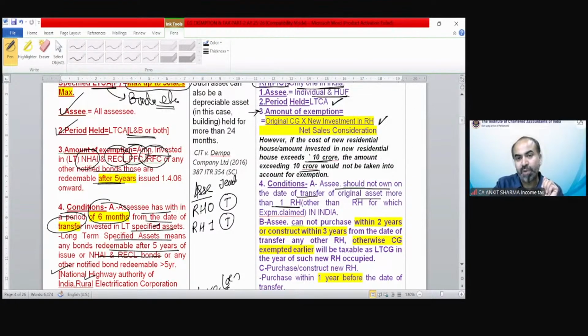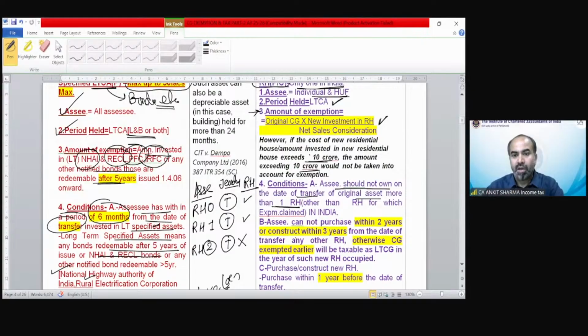Suppose I am transferring jewelry to purchase a new residential house. So at the time of transfer, if I'm having 0 residential houses, I can claim this exemption. I can purchase a new house for the purpose of exemption. If I'm having one residential house at the time of transfer of this asset, I can claim this exemption. But suppose somebody is having 2 residential houses already and he transfers jewelry and wants to buy a new residential house to claim exemption, he cannot claim exemption. Okay.